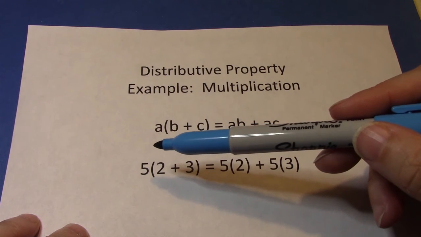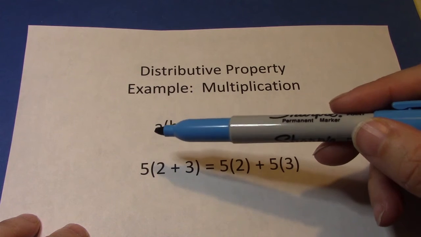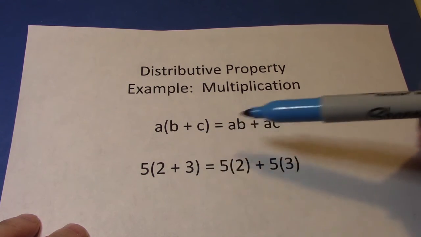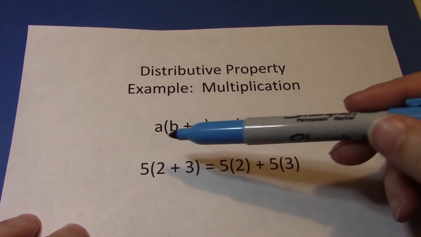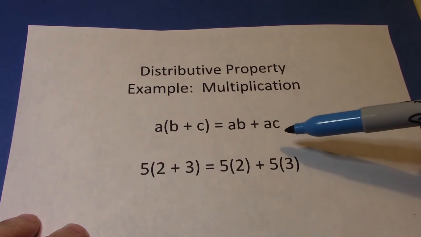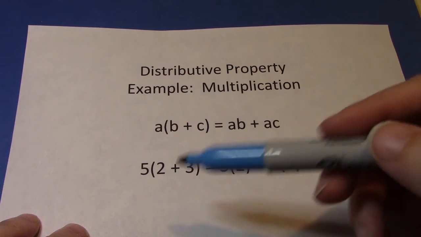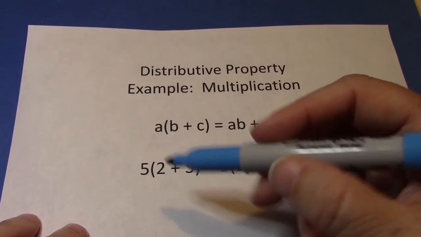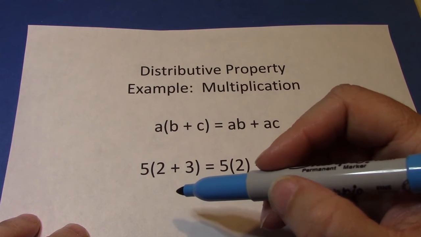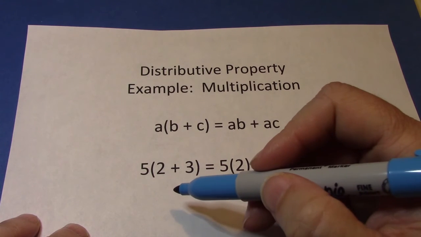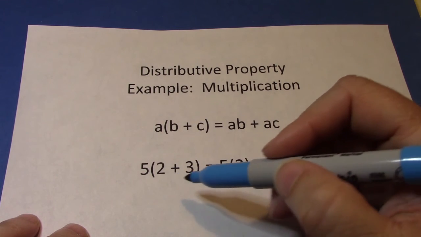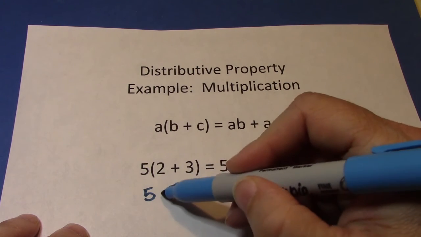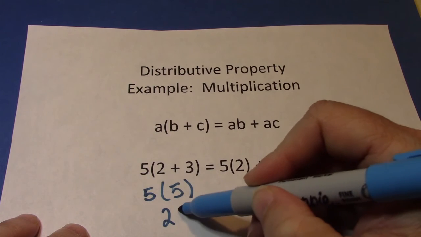We can multiply that first before we add it. We can do a times b, that's ab, plus, we keep the plus sign, and a times c, ac. So we should get the exact same answer. So here, on the left side, we're going to add the parentheses first, that's kind of our old way, and then do the multiplication. So 2 plus 3 is 5. 5 times 5 is 25.